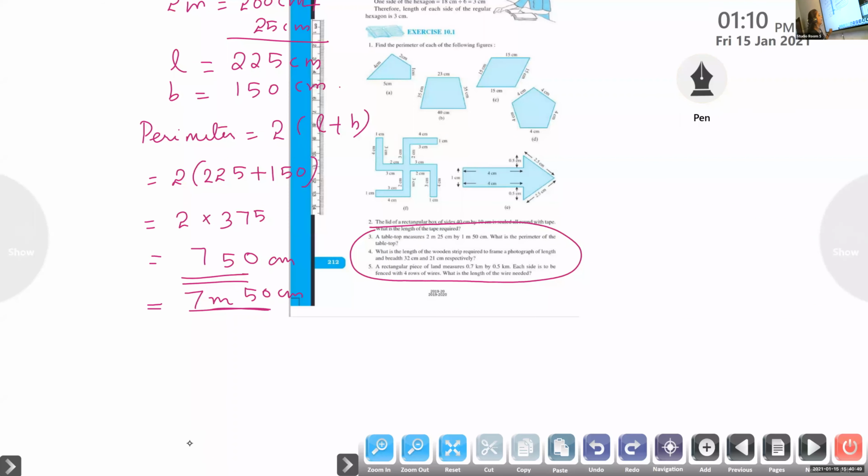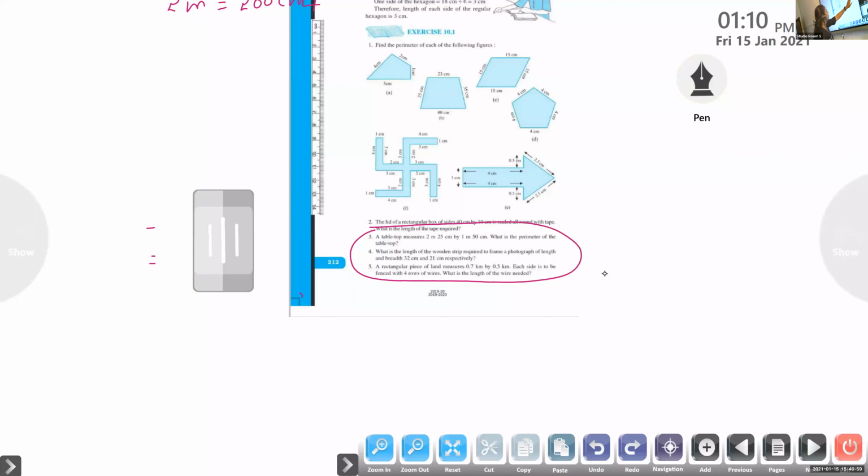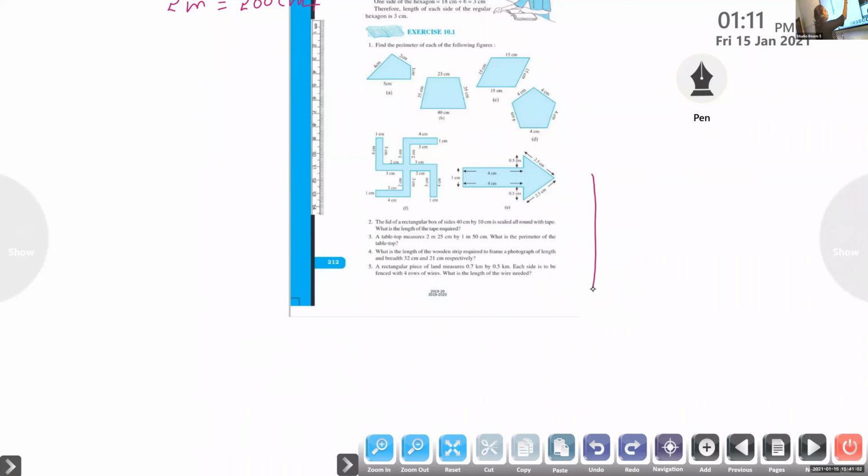Okay. Now, fourth question is, what is the length of the wooden strip required to frame a photograph. The photograph is like this. Our board has a frame, right? A metal frame. Yes, ma'am. Similarly, if you have a picture or drawing in your room, you just see the wooden frame of it. When you are framing a picture, we are finding the perimeter.